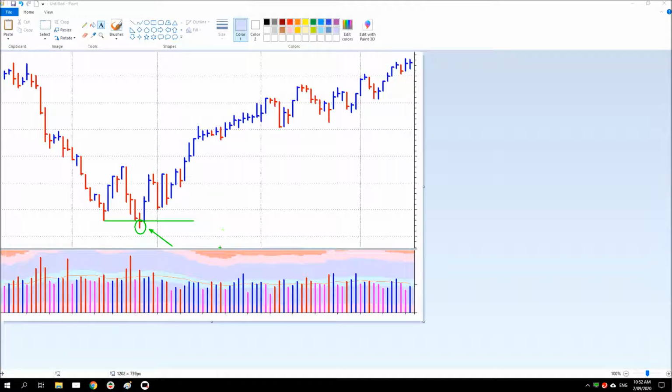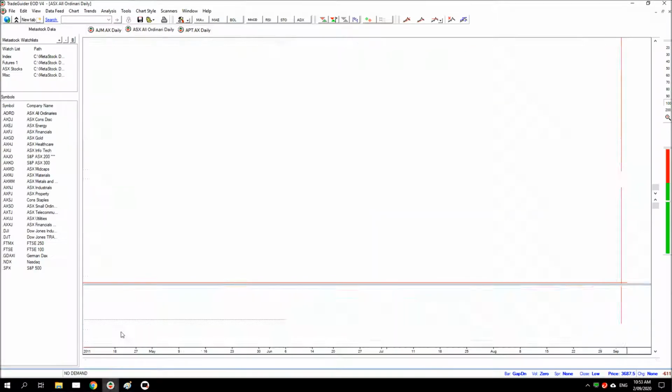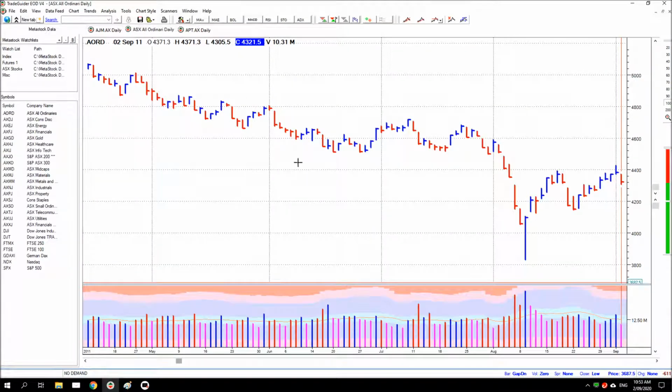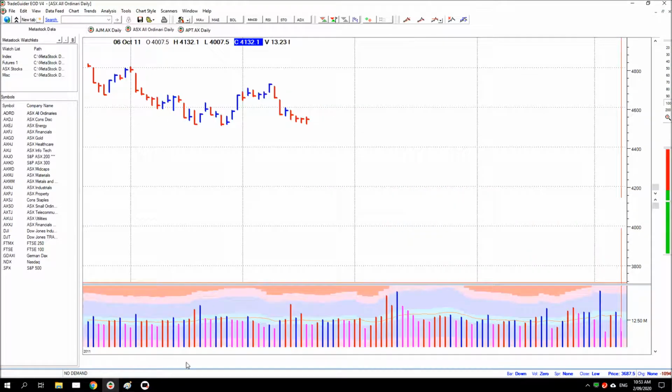Now, real world example. This is the All Ords. You can see that the market has been trending lower consistently. And you can see that right here, support has likely come in, shakeout type bar on very high volume. So if we push forward a little bit and see what happened.